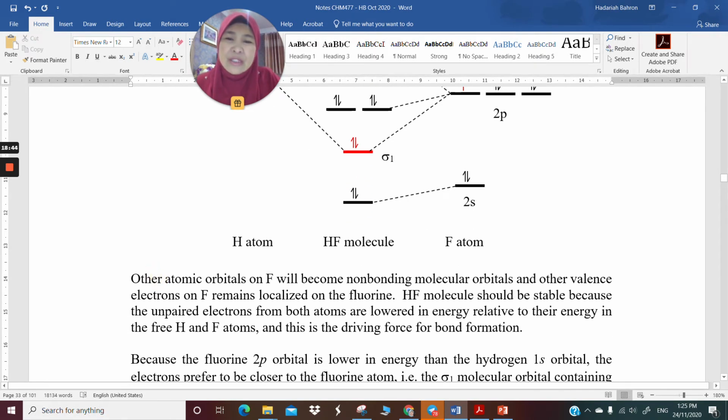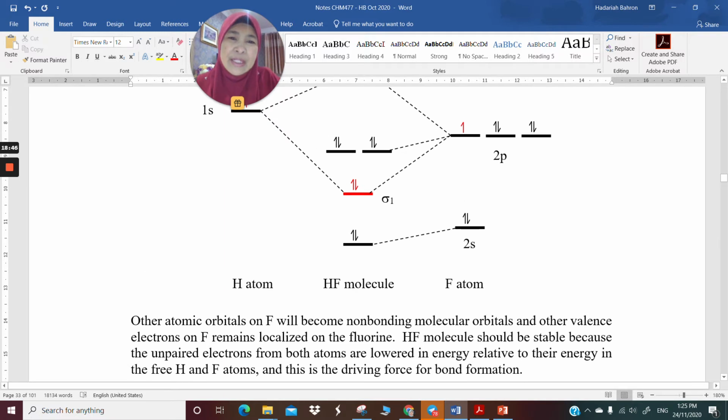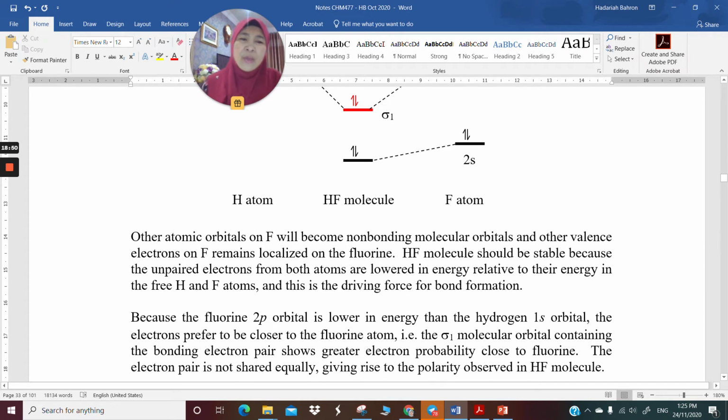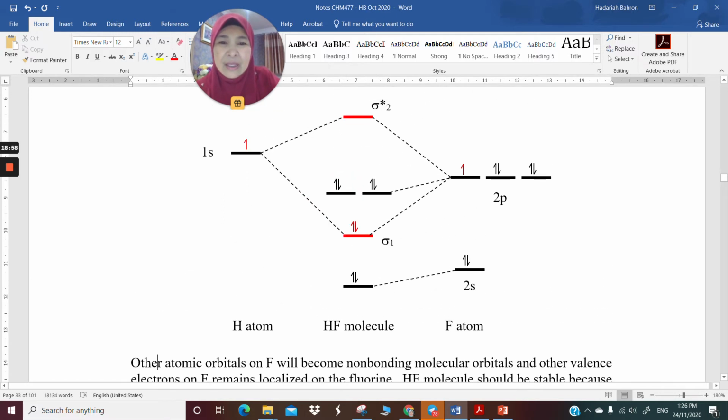Now, other atomic orbitals on F will become non-bonding. This one, the 1, 2, and 3 will become non-bonding molecular orbitals, and other valence electrons on F remain localized on the fluorine. That means the electrons that I draw in black are localized on fluorine. They are very heavily attached to the fluorine, even though it has made a bond with hydrogen.